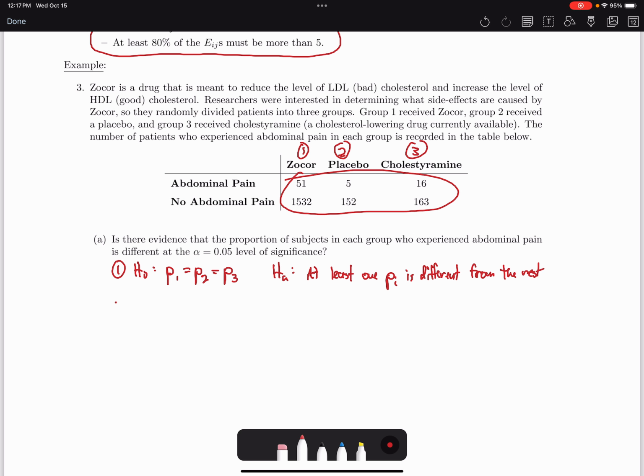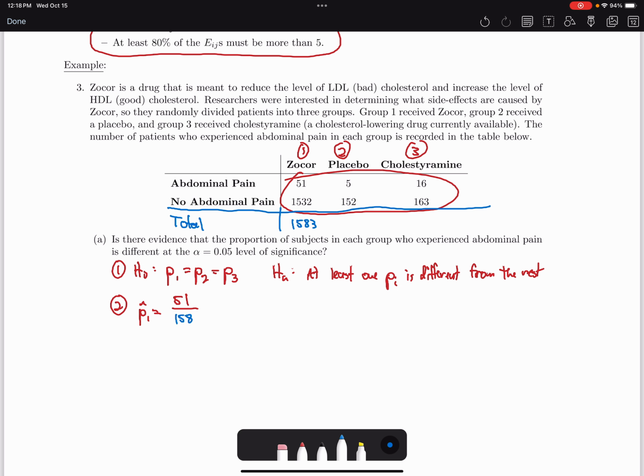Okay, step 2 is to compute those sample proportions, right? So for P1 hat, we're going to want to take the number of Zocor patients who experienced abdominal pain, and we're going to divide that by the total number of Zocor patients. Now, I'm not sure if that information was given to us in the problem, so we'll have to just make a little total row and figure that out ourselves. Okay. So if we add 51 plus 1532, I'm just going to do this in my head, 1583, I believe. So we'll do 1583.